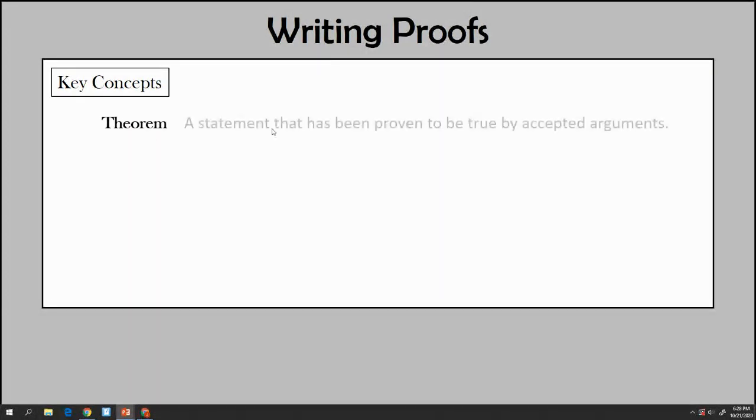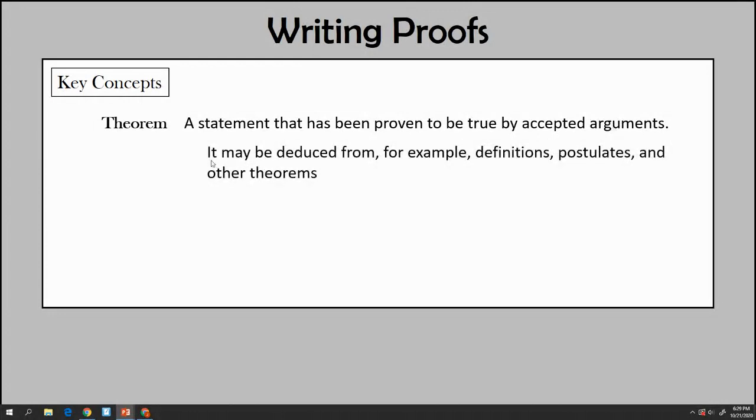Okay. A theorem is a statement that has been proven true. So a theorem is like starting with the conjecture and then proving it true by accepted statements and arguments. All right. And it gets deduced from definitions, postulates, and other theorems. Okay. But once we prove a conjecture true by an argument here, it becomes a theorem.